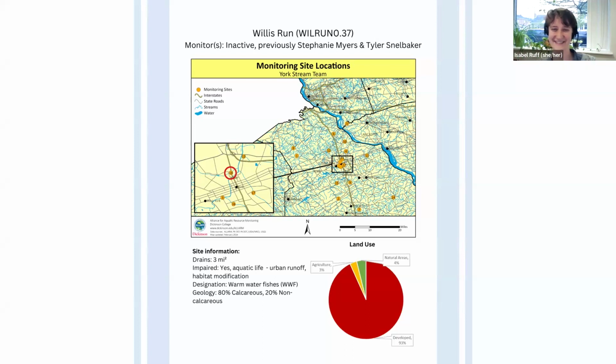So we're going to get started with Willis Run. It's located right in York. You can see right there, it has a tiny 3 square mile watershed. And the primary land use right there is development. You can see all of that red. And so as you might expect, you can see that it's impaired for aquatic life from urban runoff and habitat modification.